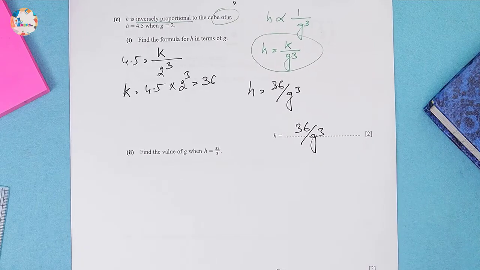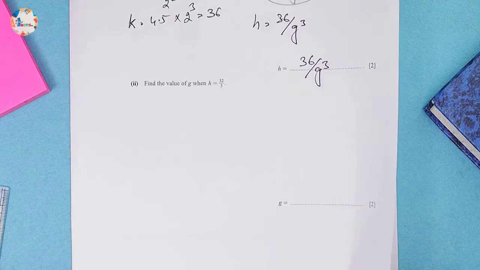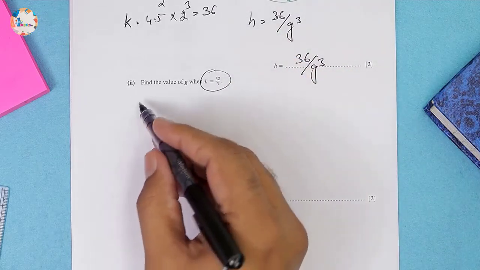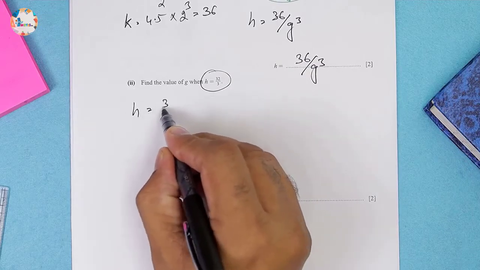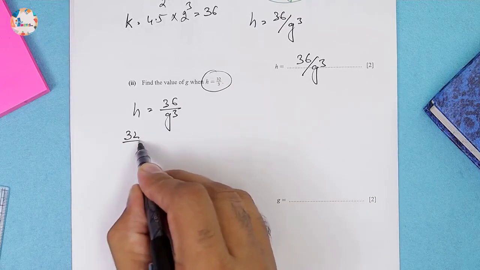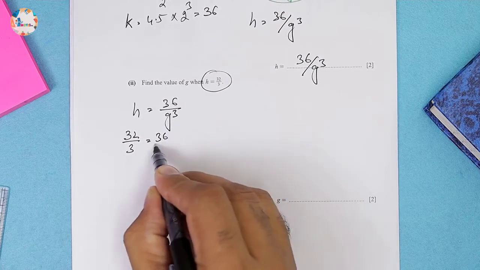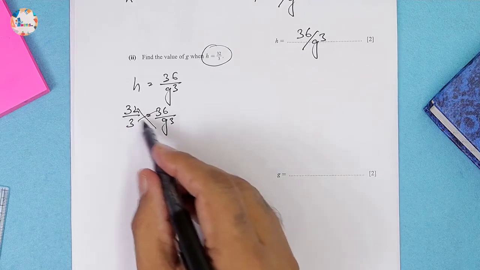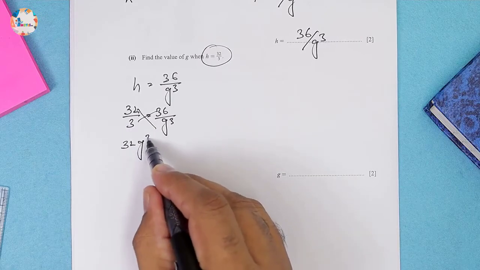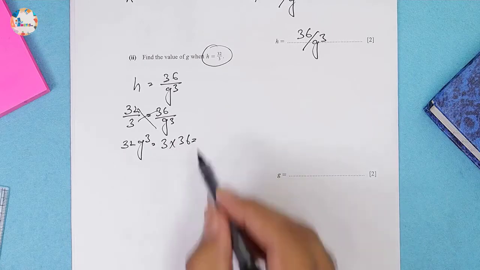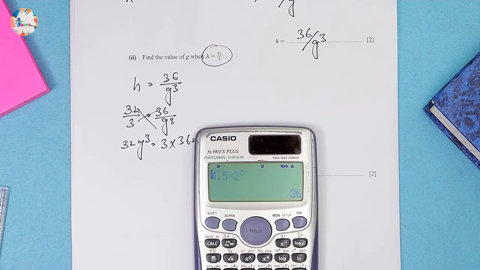Now they are saying the second part, find the value of G when H is equal to this one. So this value we will replace over here. We know that H is equal to 36 over G cubed, and H is equal to 32 over 3, so 32 over 3 is equal to 36 over G cubed, and we can cross multiply, and after cross multiplication we will get 32 G cubed is equal to 3 into 36, and 3 multiplied by 36 is equal to 108.